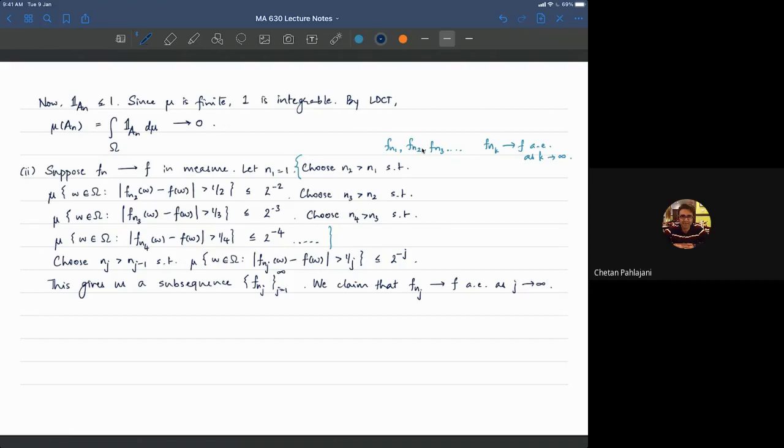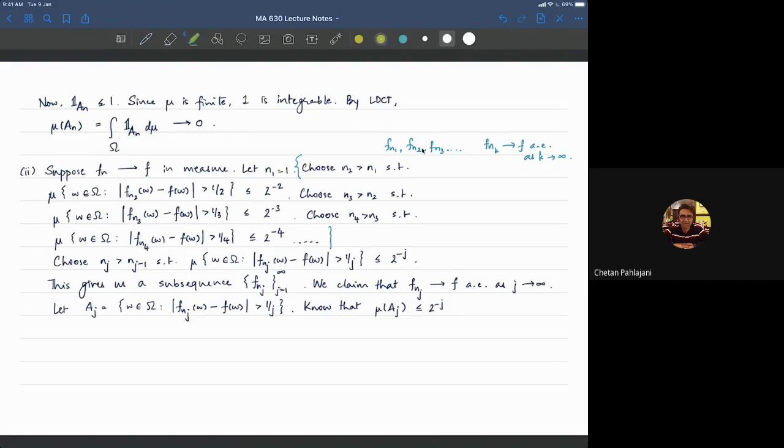Okay, so how do we prove this? Let A_j be the set of all omega in Omega with the property that the absolute value of f_{n_j}(omega) minus f(omega) is greater than 1 over j. And then you realize that this set is precisely the set that we had here. All right, so now what do we know? We know that mu(A_j) is less than or equal to 2 to the minus j.